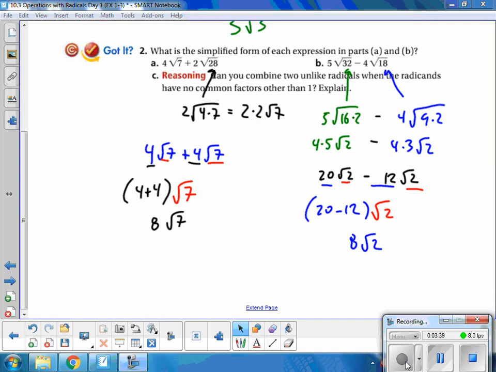All right, for the first one, I needed to factor out the square root of 28 to get my 4 and 7, factoring out the 4. So I was able to have the common radicand of 7, square root of 7. For B, I had to factor out the 32 and the 18, both looking for a common radicand, which I did, which is square root of 2. And by doing that, I was able to combine like terms, which allowed me to subtract them, ending up with 8 times the square root of 2.